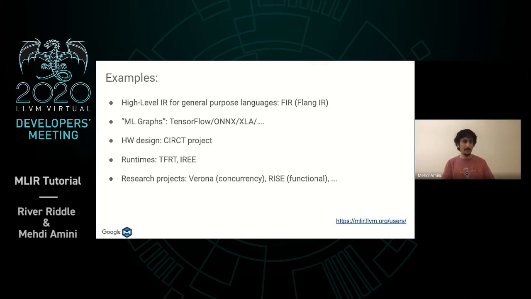Again, with a very different mindset, TFRT and IREE are two different runtime projects that have been using MLIR to model some of the runtime primitives they expose. Finally, MLIR intends to enable better research in compilers, and some projects have been exploring it by modeling concurrency or functional programming, and hopefully it will help many other projects to advance the field of compilers.